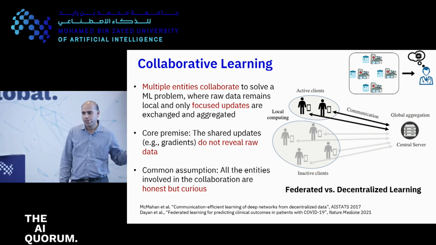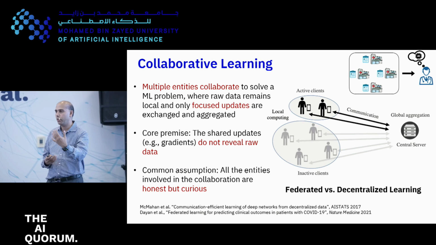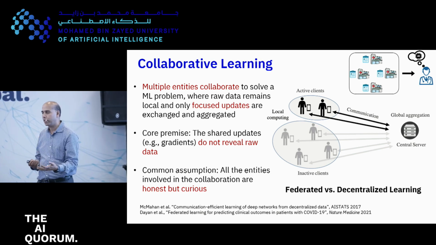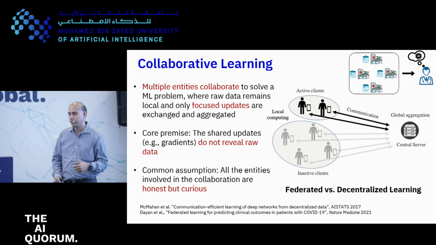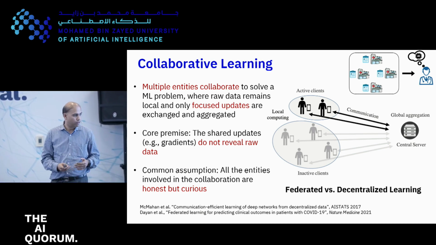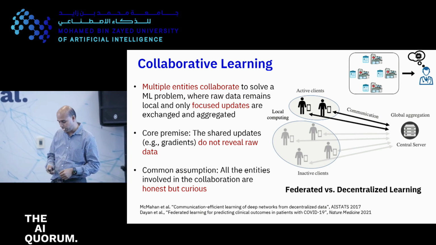One of the common assumptions is that all the clients are honest but curious. Basically, they want to find out the data about other participants. It could be the clients or the server. They want to find the data about the other participants, but at the same time, they want to reveal as little information as possible, but they honestly follow the protocol.